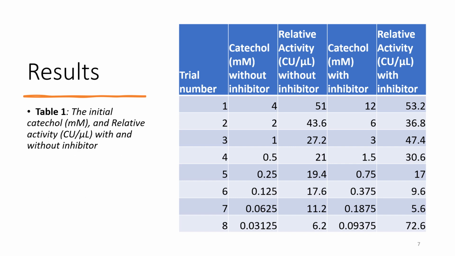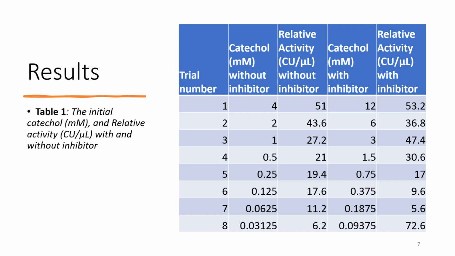Here's our first table, table 1. It shows the trial number, the amount of catechol, and the relative activity with or without the inhibitor. Without the inhibitor, we used quite a bit less catechol in millimoles. We started out with 4, and then it cuts in half every time. So 4, 2, 1.5, and so on and so forth.